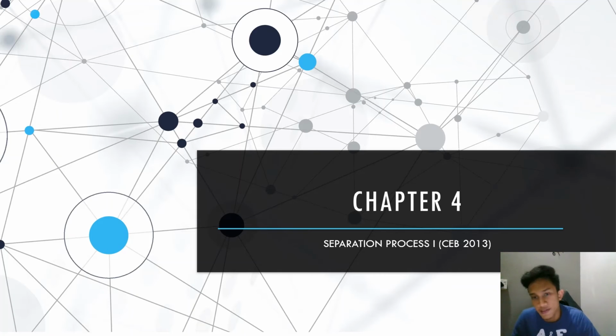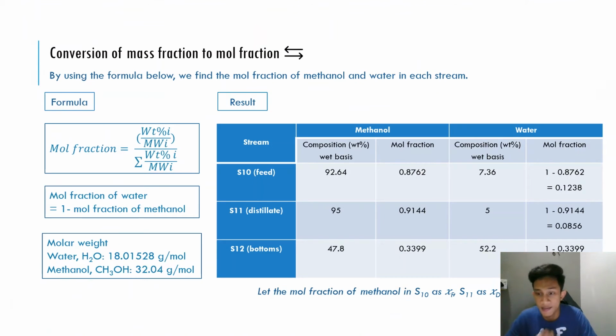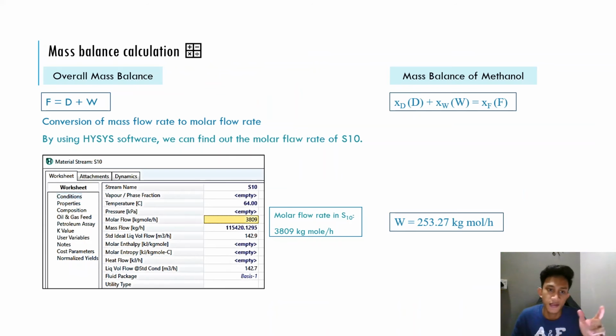First things first, we need to know the composition at the feed, the distillate, and also the bottom. By using this formula over here, we will have all the compositions at all streams. Since we are focusing on methanol production, this calculation will give us XF, XB, and also XD, which will be needed later when we plot the graph.